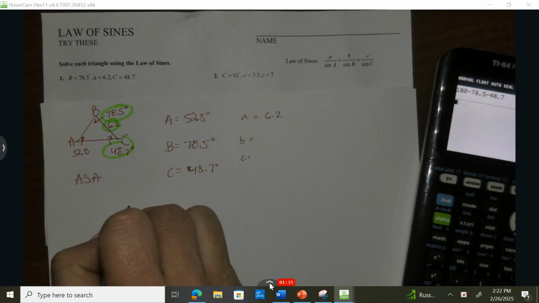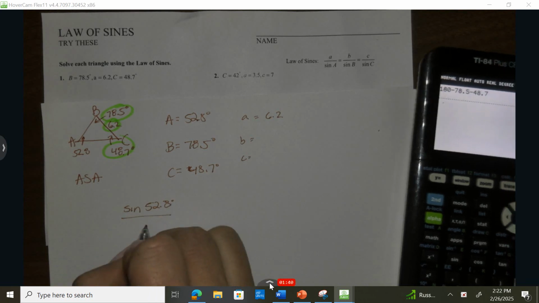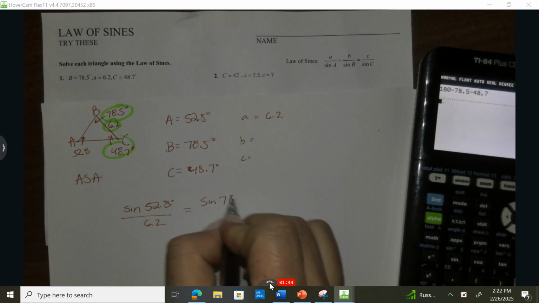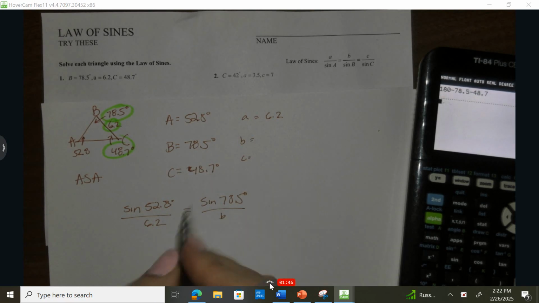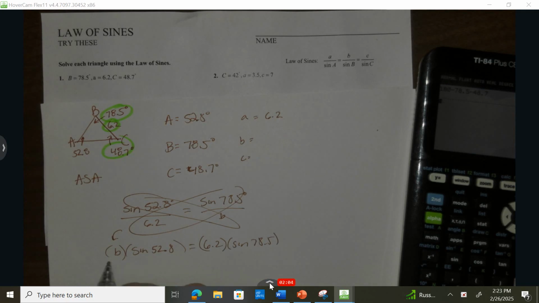So let's get started. Sine of 52.8 degrees over side A is equal to sine of 78.5 degrees over side B. Okay, so let's cross multiply. Sine of 52.8 times B, I'm going to put it out front, is going to be set equal to 6.2 times the sine of 78.5. Now to isolate the B, we're going to divide by the sine of 52.8.